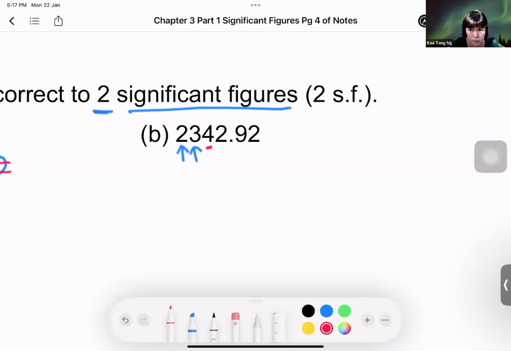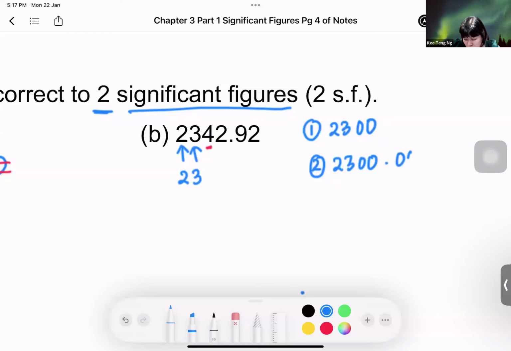In this case, I leave it to be the same. It's not more than 5. So I will have my number as 2, 3. But is this in the correct place value? What do I need to do to put it in the correct place value? So I add zeros. So how many zeros do I add? Do I write option 1, 2, 3, 0, 0, or option 2, 2, 3, 0, 0.00?